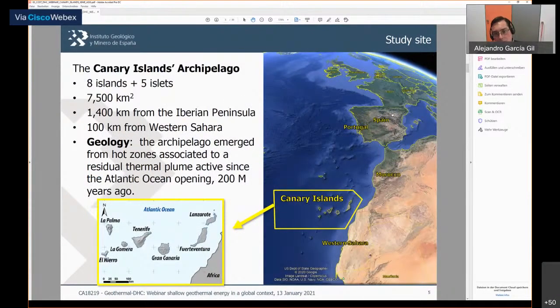The Canary Islands archipelago is constituted by 8 islands covering an area of approximately 7,500 square kilometers. They are located approximately 1,400 kilometers from the nearest coast of the European continent and 100 kilometers from the west coast of the African continent. In geological terms, the archipelago emerged from a hot zone associated with a residual thermal plume, which has been active since the beginning of the Atlantic Ocean opening 200 million years ago. Next slide.